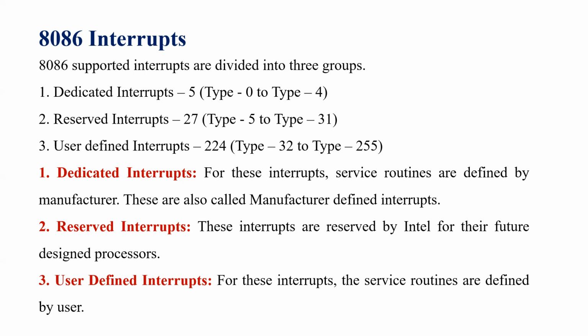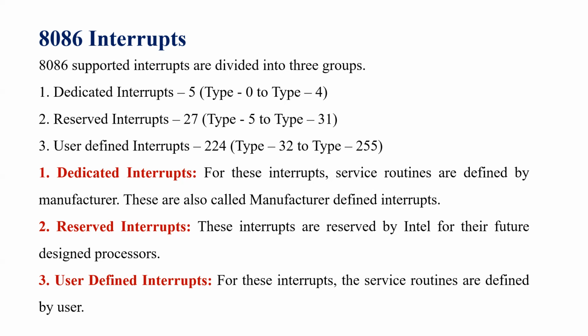After the 8086, the 80186 and 80286, two more 16-bit processors, were launched by Intel. In those processors, some of these reserved interrupts are used. They become dedicated interrupts. That means some of the reserved interrupts are defined in the 80186, and some more interrupts are defined in the 80286 under these reserved interrupts. These become dedicated interrupts.